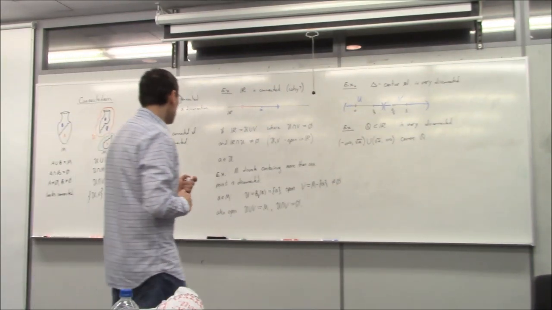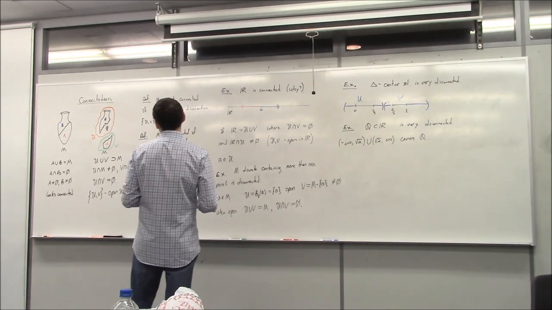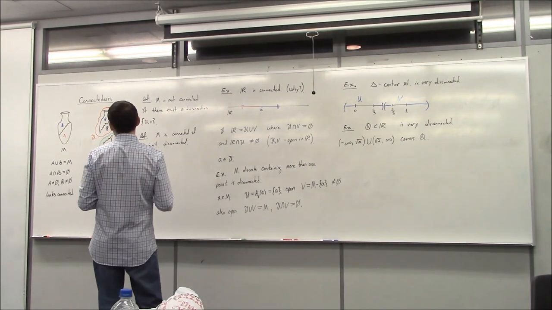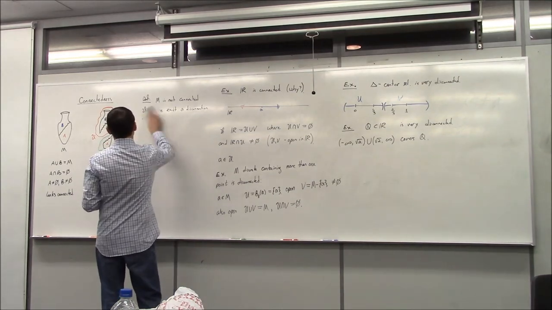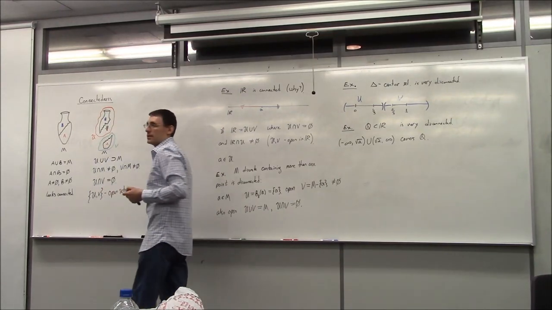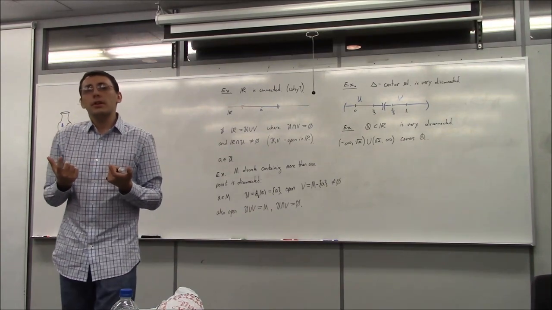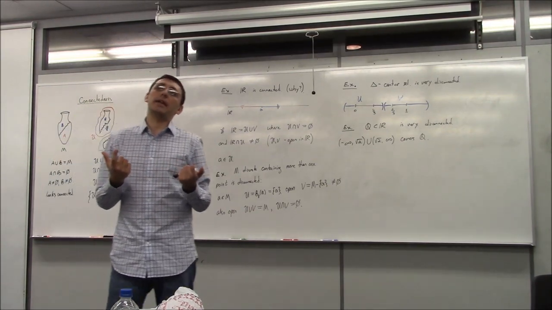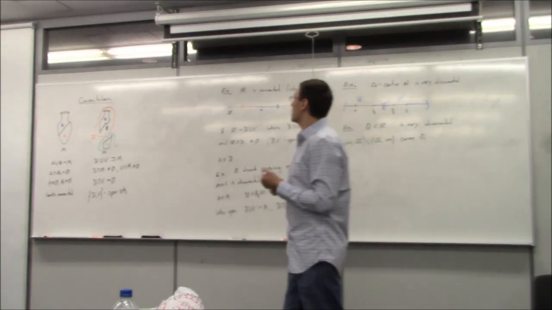So there is this unpleasant notion that we need to dispense with. Connectedness might be relative, right? So when you say something is an open set, that depends on the particular metric, and that it depends on the particular subset. Okay.